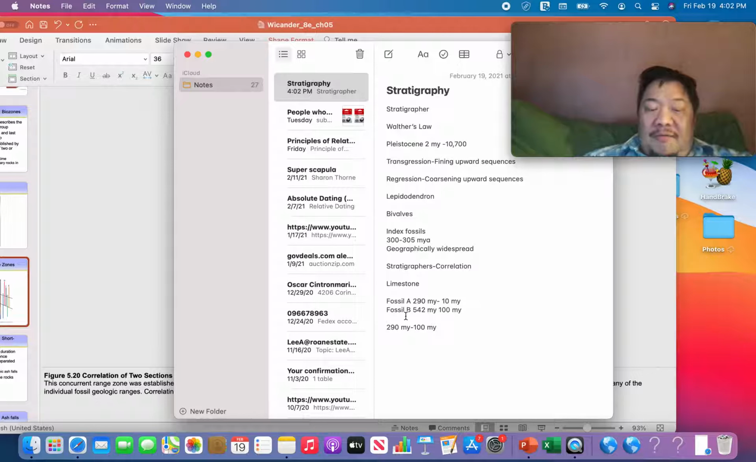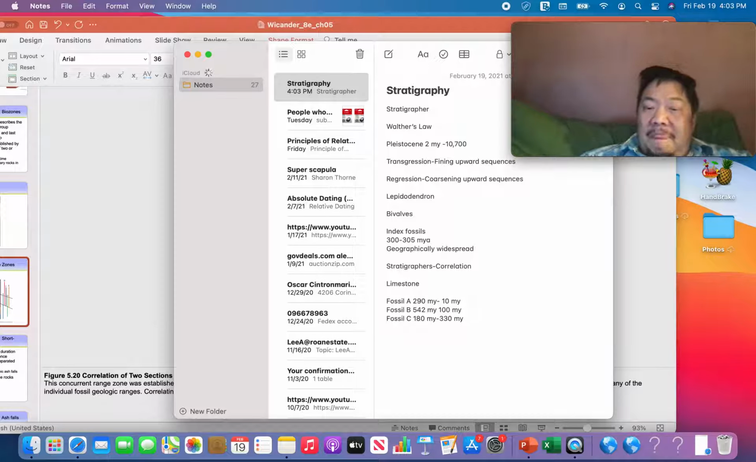Now let's say we find another fossil, and we'll just call it fossil C, and it's a kind of creature called a bryozoa, which we'll talk about later. And let's say that it lived from 180 million years ago to 330 million years ago. What's the only time period where all three of these creatures could have lived? Think about it for a moment.